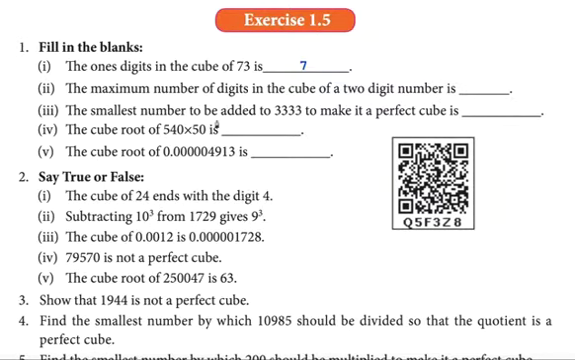Okay, leave that question. The smallest number to be added to this to make it a perfect cube. How to tell? Smallest number to be added to make it a perfect cube. We know how to do it for a perfect square. What about a perfect cube? We should go with the nearest digits.